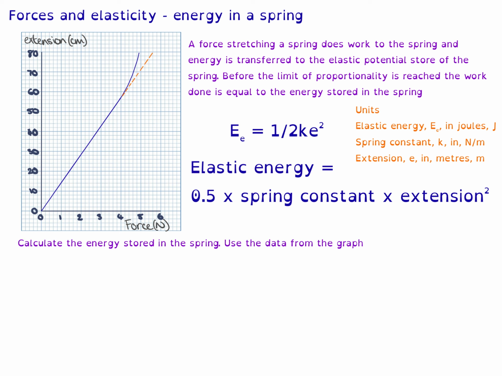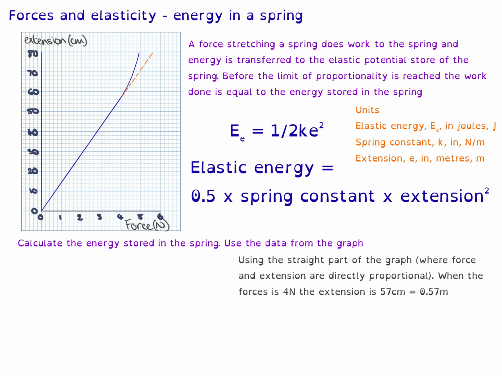Calculate the energy stored in the spring. Use the data from the graph. First, we need to use the straight part of the graph. This is where the force and extension are directly proportional. When the force is at 4 newtons, the extension is 57 centimetres, which is the same as 0.57 metres.